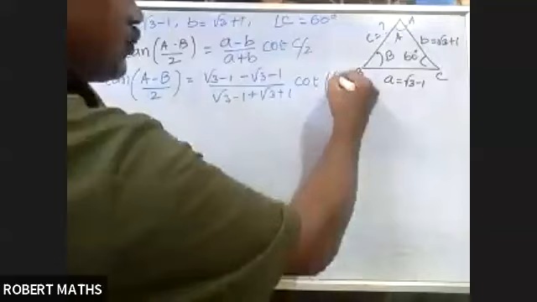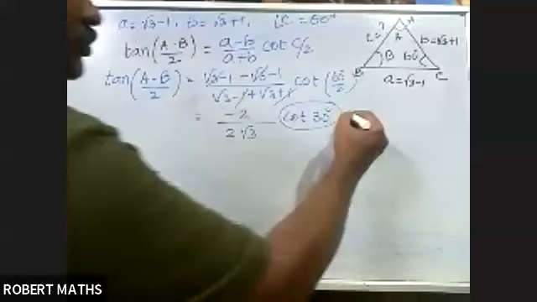Now what cancels? √3 cancels. Here minus 1 cancels. Therefore minus 2 in the numerator, and √3 plus √3 gives 2√3. Cot 60 degrees by 2 is cot 30 degrees. Anyone tell me what is the value of cot 30 degrees? √3. Very good. So it equals minus 2 divided by 2√3 into √3. The √3 cancels. We have tan of (A minus B) by 2 equal to minus 2 divided by 2, which is minus 1. Correct? So we get minus 1.